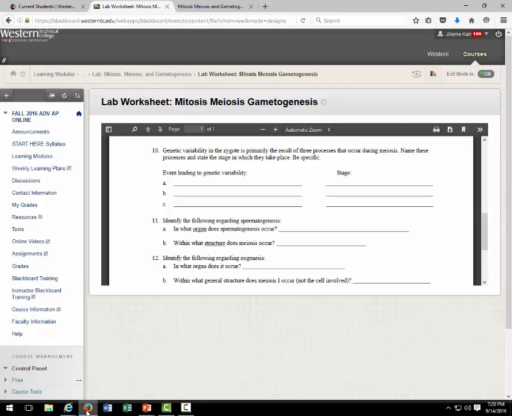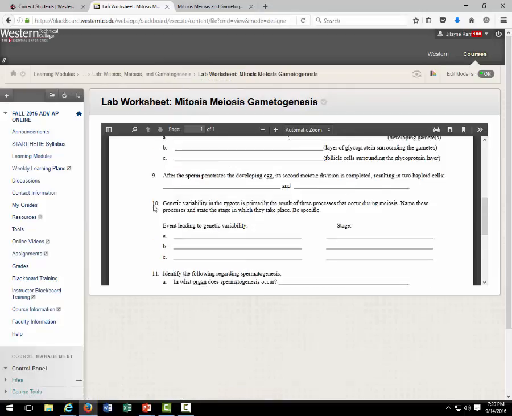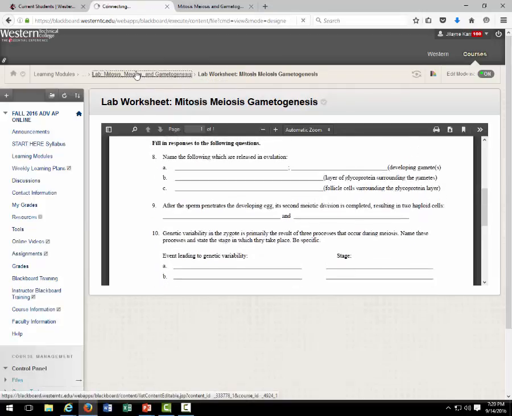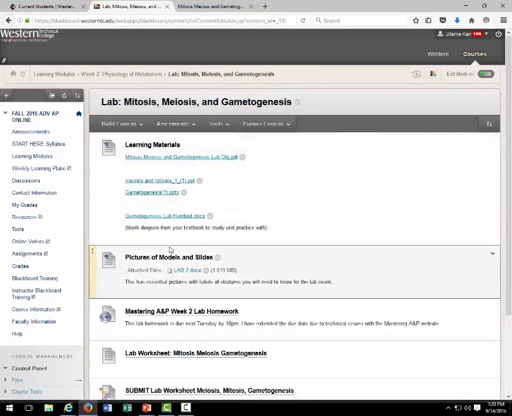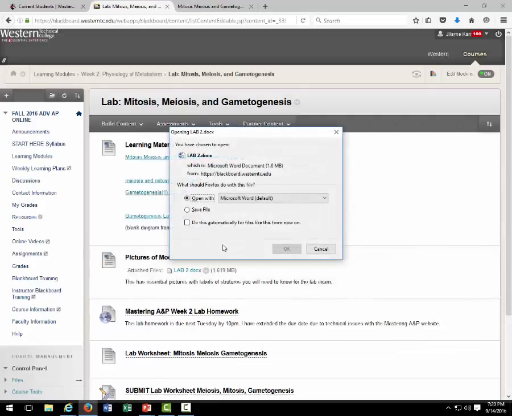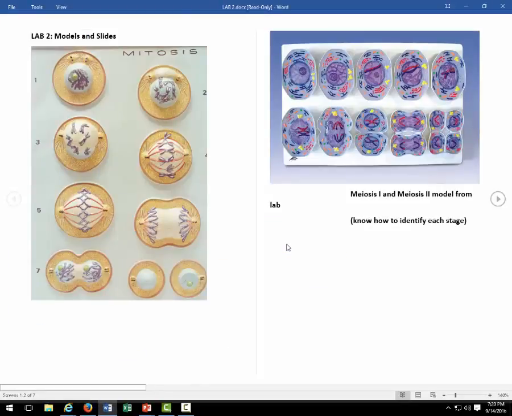It has a model. Let's go to this here. It's called the Models and Slides document. Be sure that you look at this and label it or understand the different parts.